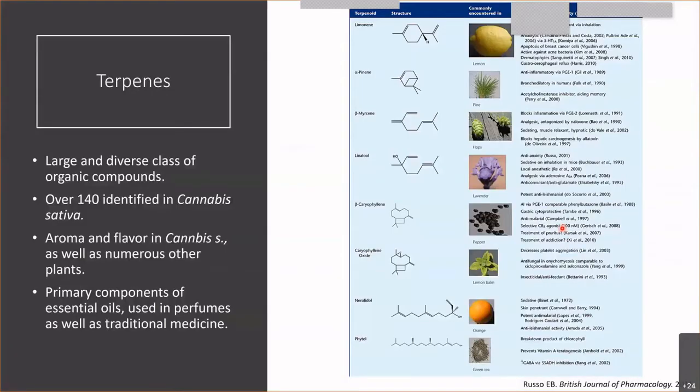And this is a little bit more on terpenes. As I mentioned, they're a very large and diverse class of organic compounds, with over 140 identified in Cannabis sativa, contributing aroma and flavor. And then you may have heard of essential oils. People have made a lot of bullshit claims, if I may use a little colorful language, about what essential oils can do, but they are heavily composed of terpenes, the majority composed of terpenes. That's most of the constituent of these essential oils.